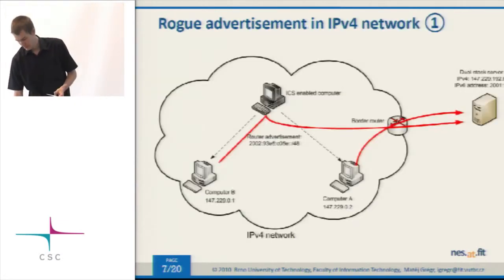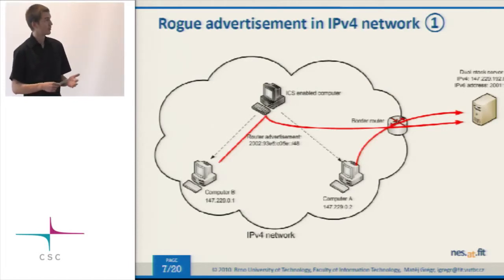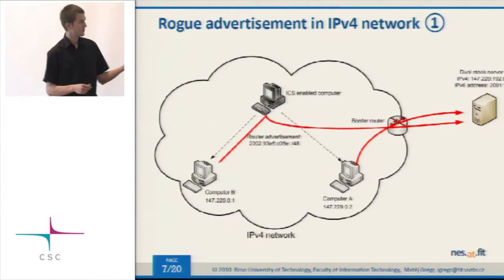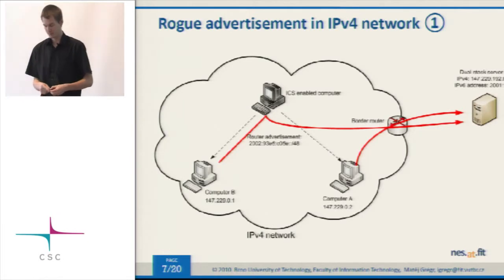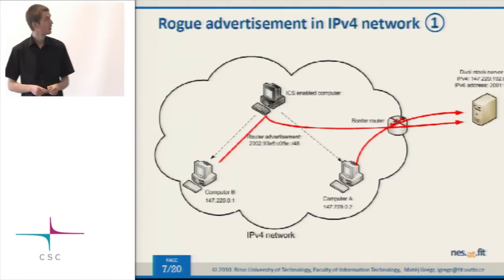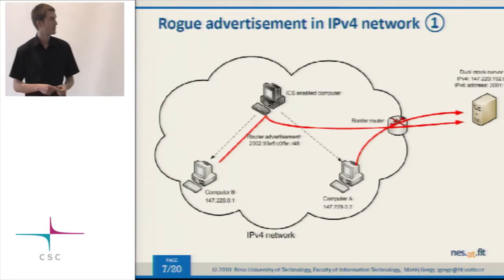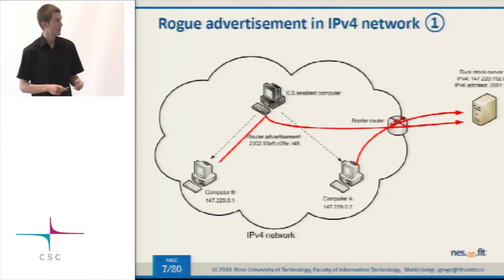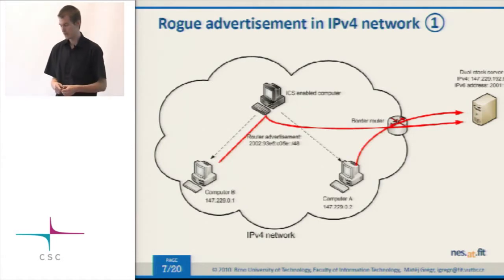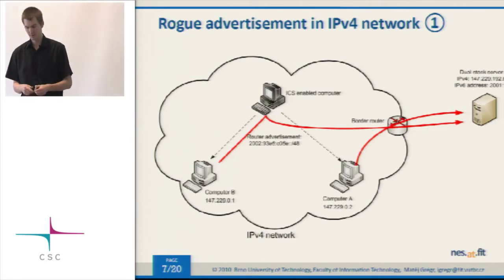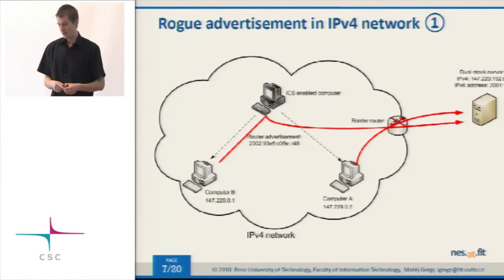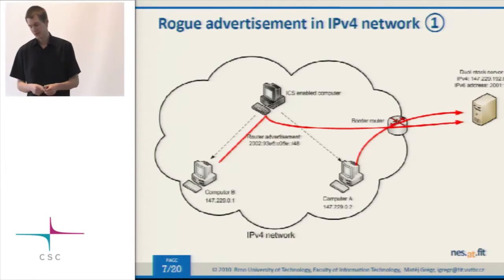So what's the problem? Consider first an IPv4-only network with 2 computers and 1 rogue router, which broadcasts this router advertisement. There are 2 scenarios. In one, computer A will use IPv4 to connect to a dual stack server, and computer B will use IPv6. If the server has only an IPv6 address, 6to4 will be used by computer A also, and computer B.